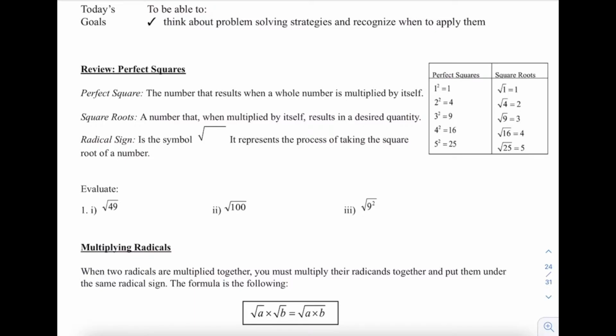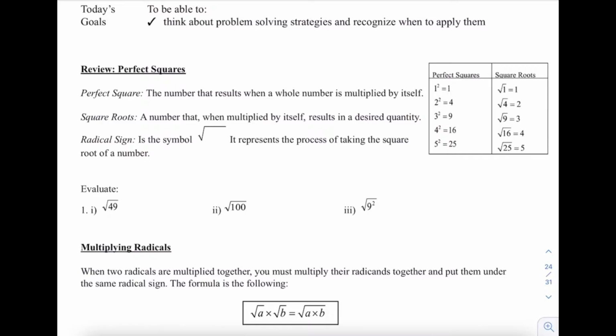A square root is a number that, when multiplied by itself, results in the desired quantity. So, for example, we know that 3 is the square root of 9 because 3 times 3 equals 9. When I use the term radical sign, all I'm referring to is the square root symbol. And it represents the process of taking the square root of a number.